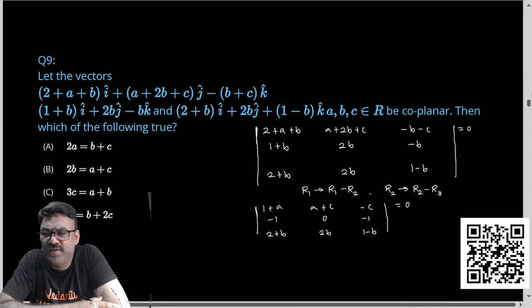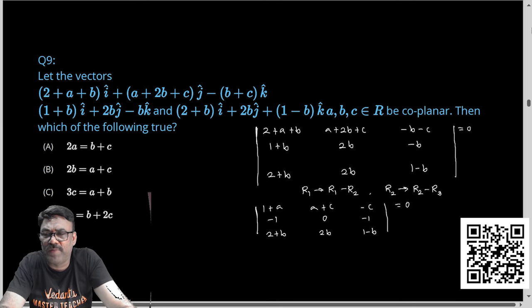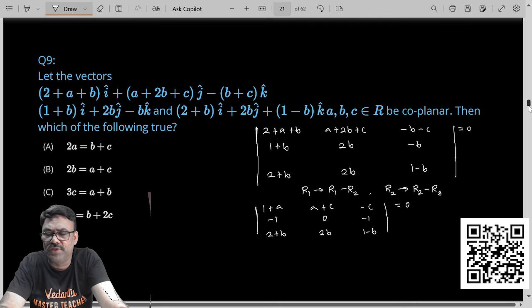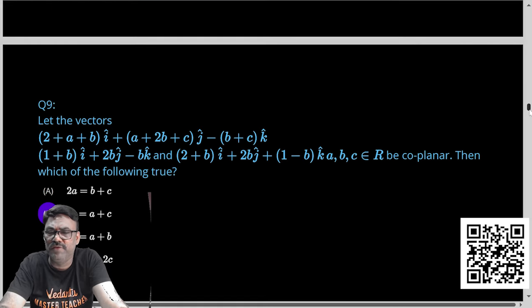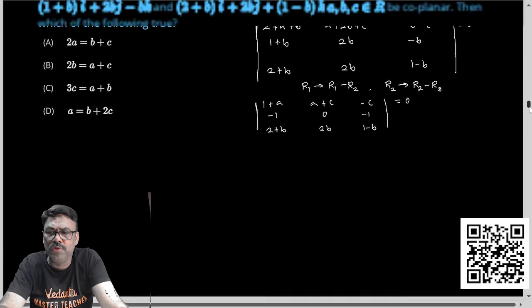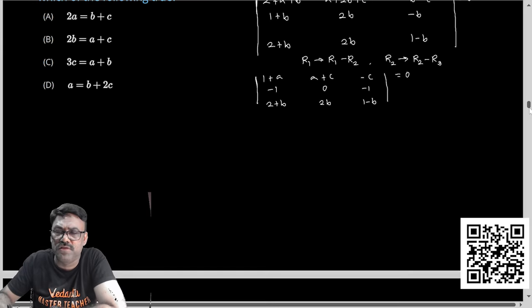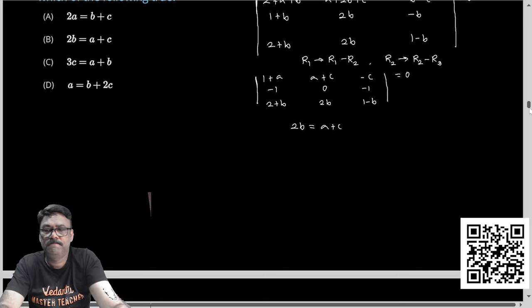Now just expand this determinant. Don't do anything, just expand it through the second row. In fact, expand anywhere. So ultimately, when you expand this determinant, you will get your condition. Ultimately, you will get this: 2b is equal to a plus c. Means option B is correct here. So no need to do anything else, just expand this determinant and you will get 2b is equal to a plus c. Chalo, let's move to the next question.